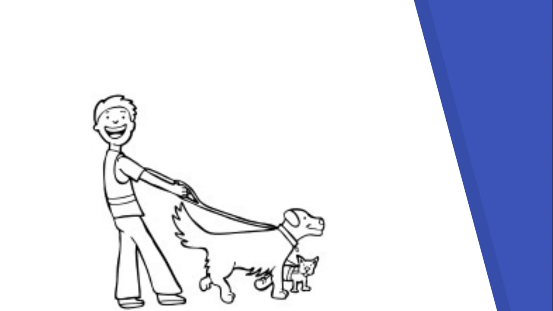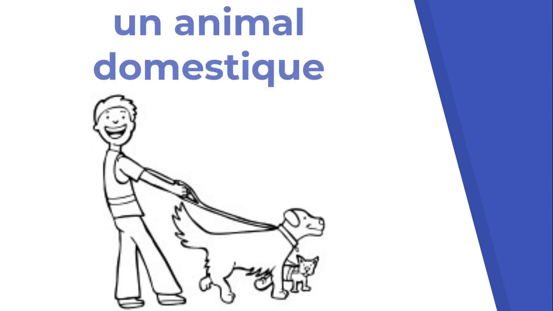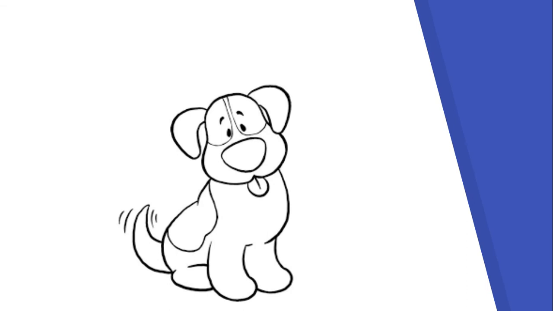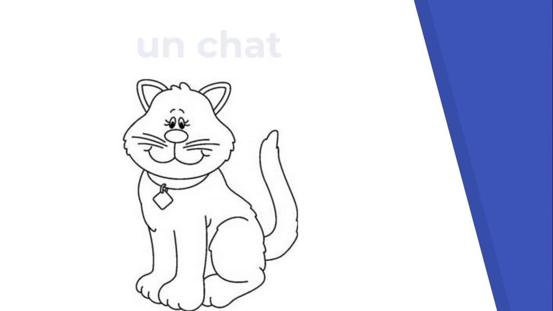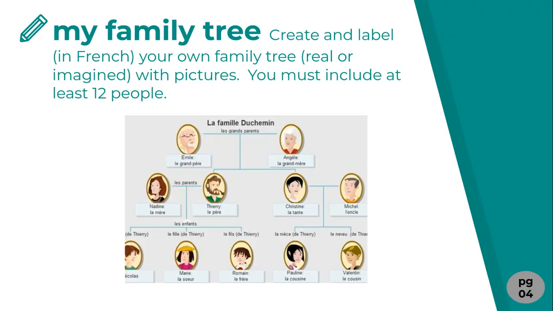3, 2, 1. Un animal domestique. Bien. 3, 2, 1. Un chien. And last one. 3, 2, 1. Un chat. Excellent. Kiss those brains for me. Nice work.